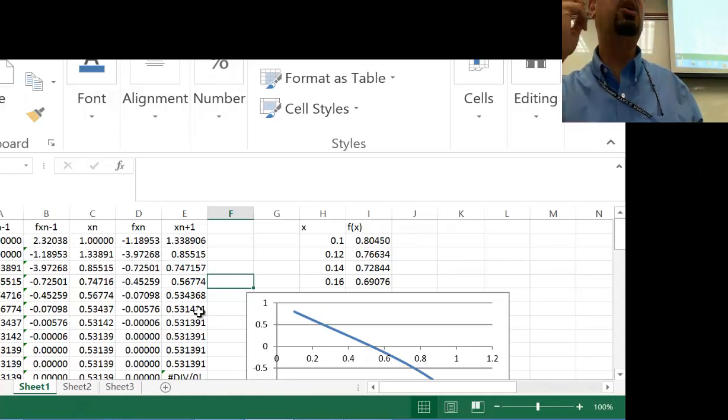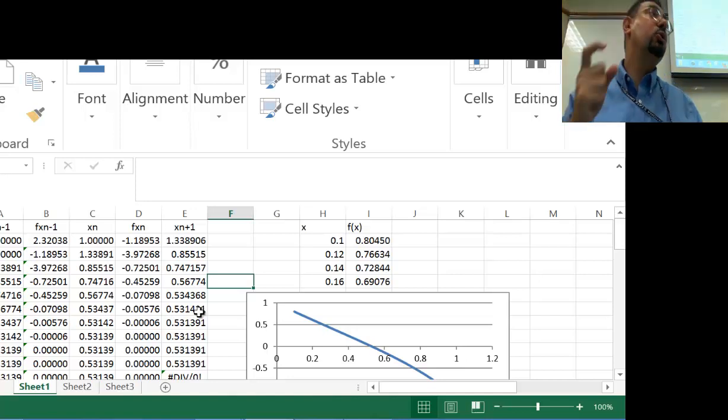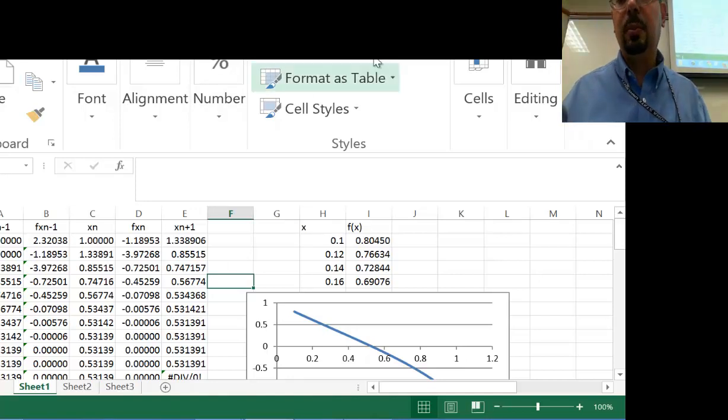Not always. You know, sometimes the initial guess is really hard, especially for a problem that you don't really know. Sometimes it's really hard to come up with two initial guesses. Question about the secant method?